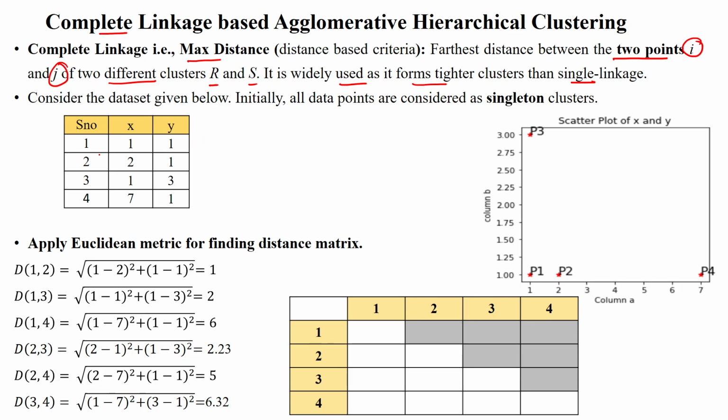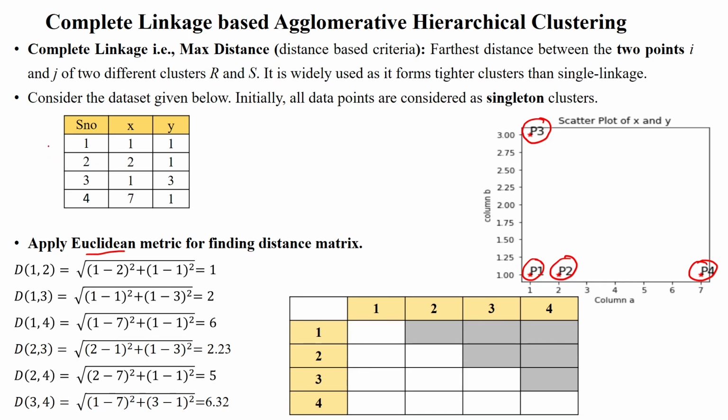Here the data points are given: four data points, (1,1), (2,1), (1,3), (7,1). Then we will calculate the distance matrix by using the Euclidean distance. Initially we are considering all four data points as singleton clusters. That means each cluster has a single data point, so four clusters are there. Now we will apply the Euclidean distance metric to calculate the distance matrix.